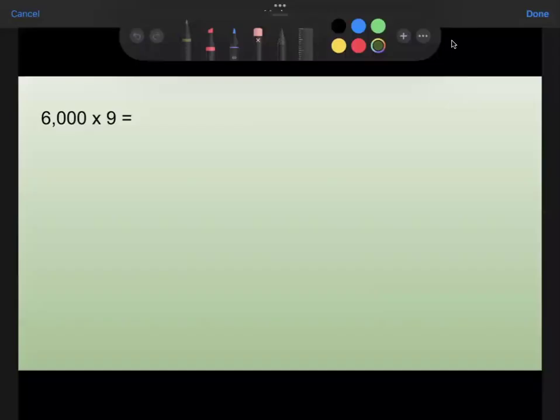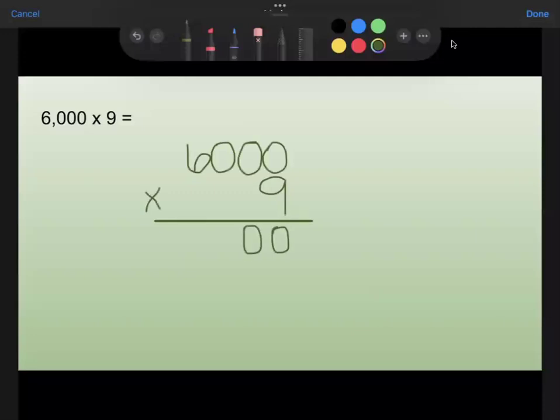Now, of course, you could set this up where you have 6,000 on top and 9 on the bottom and you use the standard algorithm, and that would look something like this. This would be 6,000 and then 9 right here. 0 times 9 is 0, 0 times 9 is 0, 0 times 9 is 0, and then 6 times 9 is 54. So you could get your answer using the standard algorithm like this, but I also want to show you a little shortcut that you can use, especially as the numbers get bigger and there's more zeros.